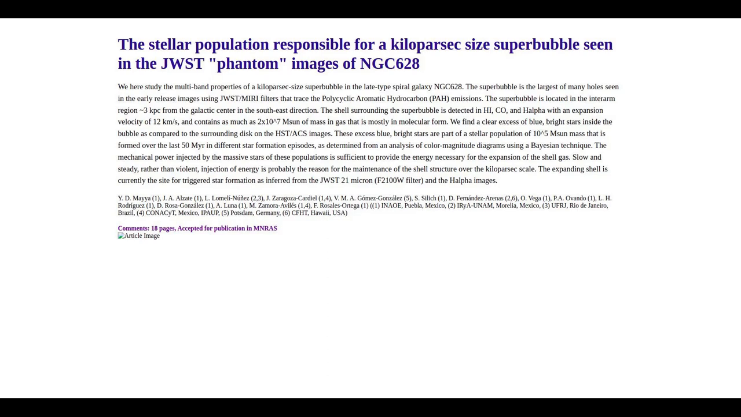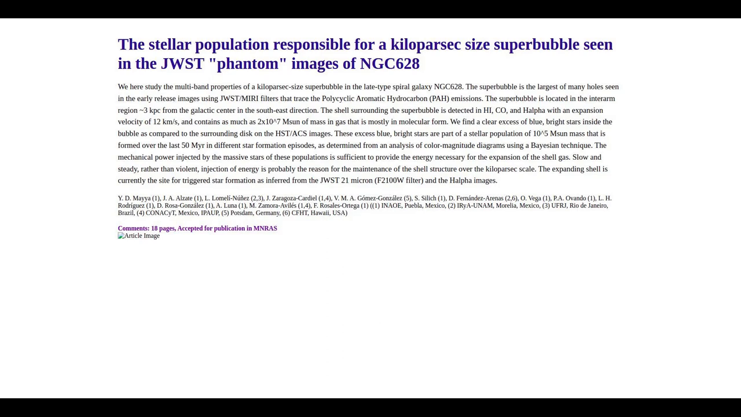The superbubble is located in the interarm region 3 kpc from the galactic center in the southeast direction. The shell surrounding the superbubble is detected in high CO and H-alpha with an expansion velocity of 12 km/s and contains as much as 2 × 10⁷ solar masses of gas that is mostly in molecular form.